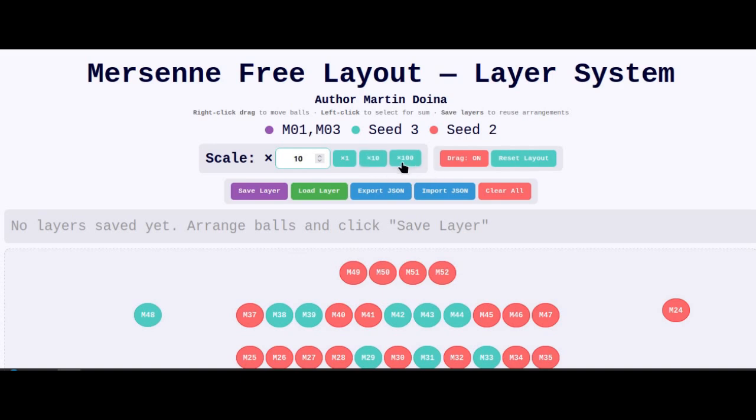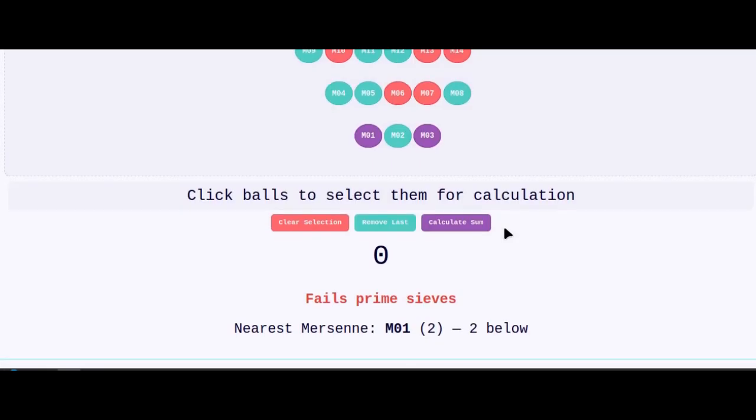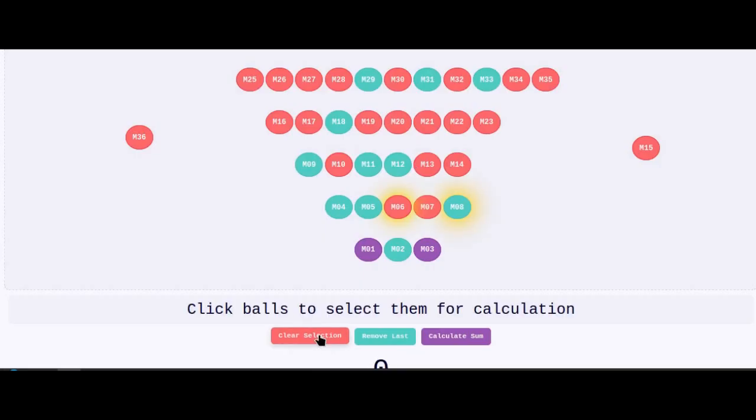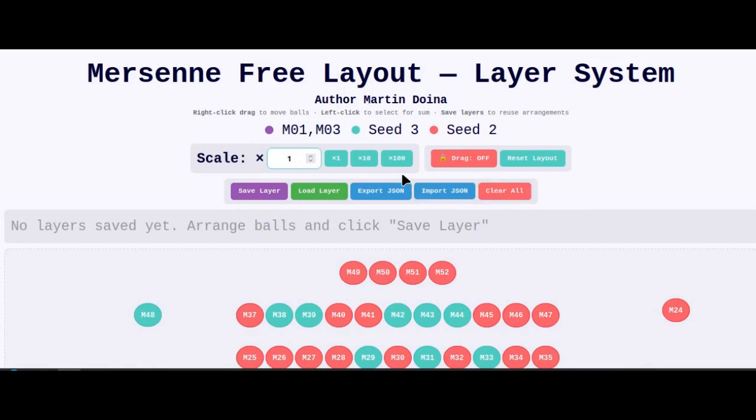4. Scale factors: the scale multiplier is your experimental variable. Try times 1, times 10, times 100, or custom values. Watch how different scaling reveals different relationships between small and large exponents. 5. Prime sieve filters: the app automatically tests sums against essential prime filters. Last digit must be 1, 3, 7, or 9, and digital root cannot be 3, 6, or 9, with the exception of 3 itself.